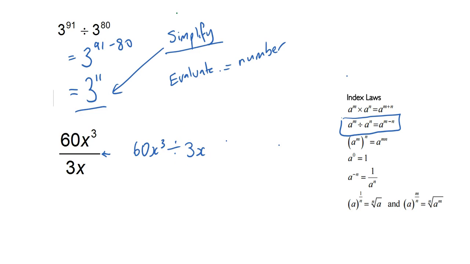So we're going to do the same process. We're going to do numbers first, then alphabetical order. So 60 and 3, they're not in index form, so we just treat them as normal. 60 divided by 3 would give us 20. x to the power of 3 divided by x to the power of 1 would be x to the power of 3 minus 1. So we've got 20x squared.